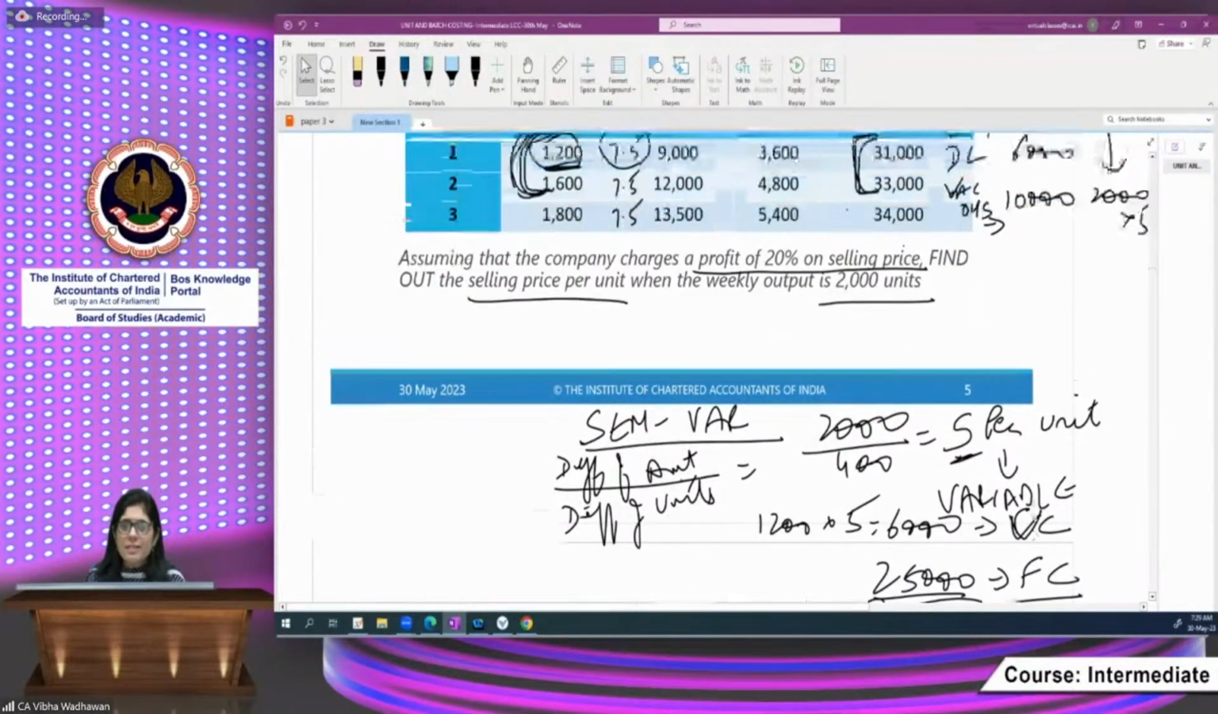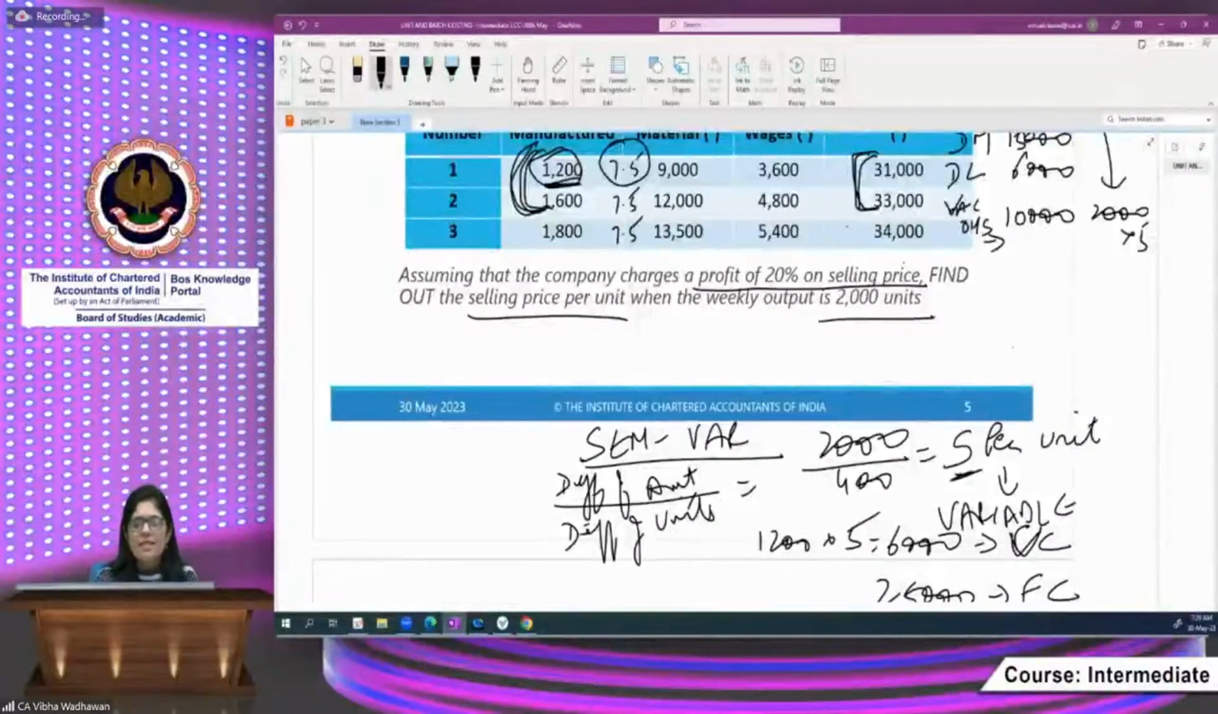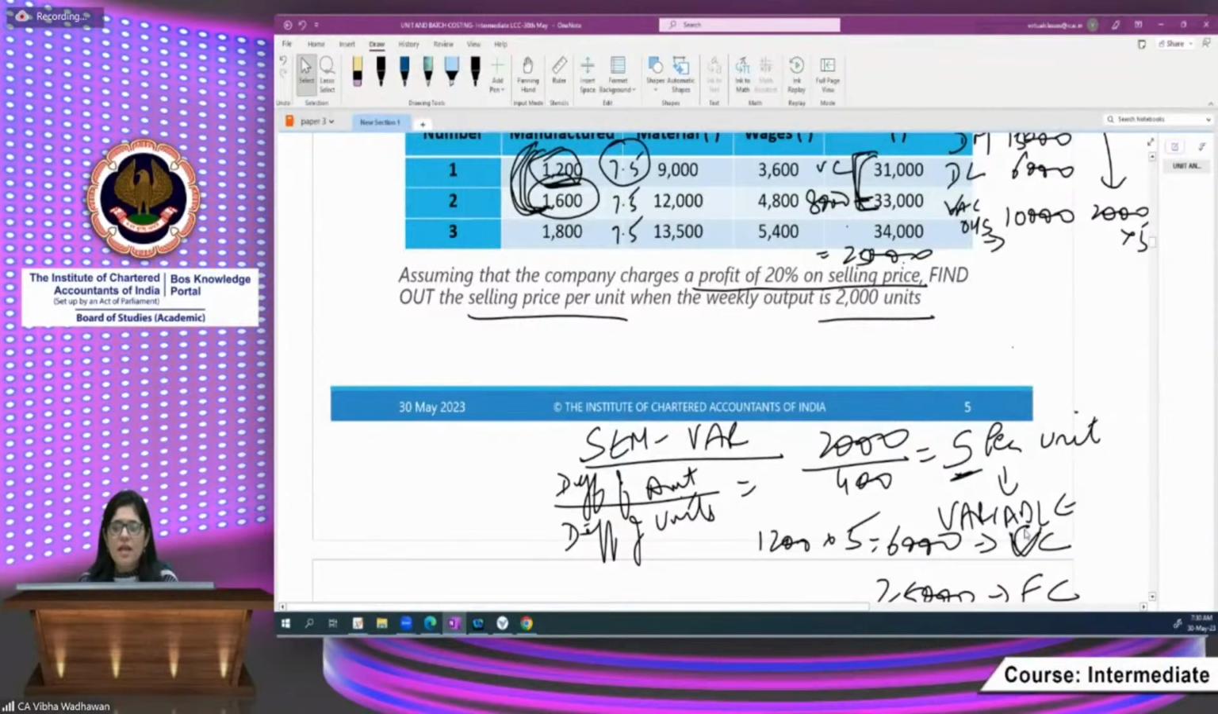So let us do the exercise for the second one also. For 1,600, 1,600 into 5 comes to 8,000. So 8,000 is variable cost, and 33,000 minus 8,000, fixed cost comes to 25,000. So basically, fixed cost is 25,000. You calculate for any of the three options, it will come to 25,000 only. Variable cost per unit remains the same and fixed cost total remains the same.